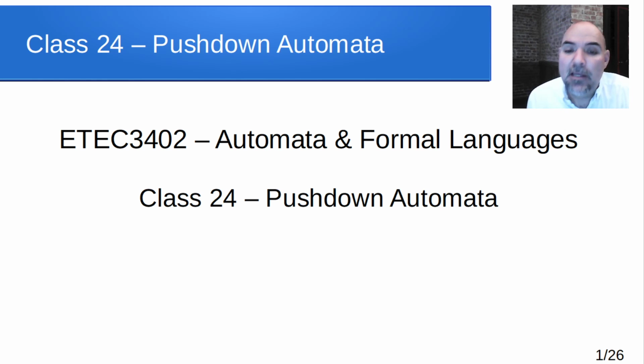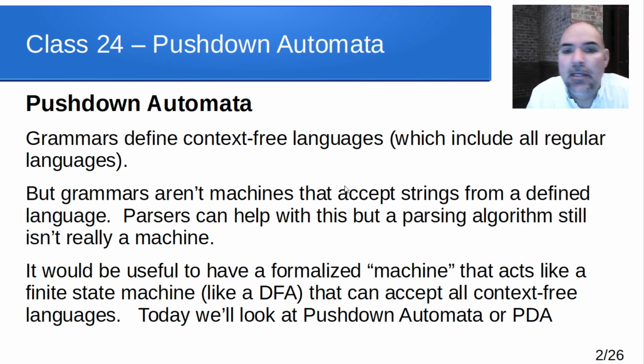So today we're talking about pushdown automata. And let's actually talk about what the motivation is for those first. Let's get into this. All right, so pushdown automata, essentially we had context-free grammars. And those context-free grammars were used to define context-free languages, which included all regular languages.